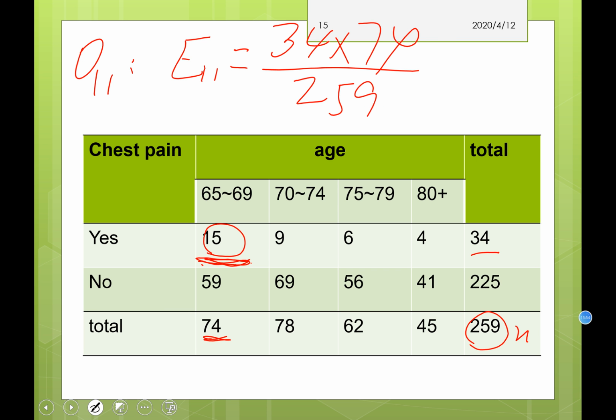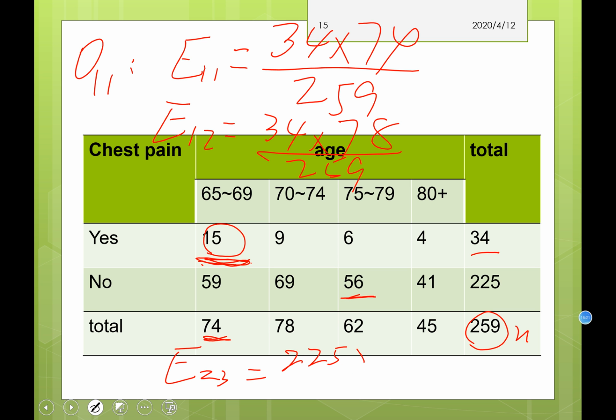So this is E11, and next we need to calculate E12. We can use the same way: 34 times its corresponding column total, which is 78, divided by 259. And we choose another cell, for example E23. We use its row total, 225, times 62, divided by 259. So here we just calculated the expected frequency for 3 cells, but you need to finish all 8 cells because you need all of these numbers to calculate the chi-square value.